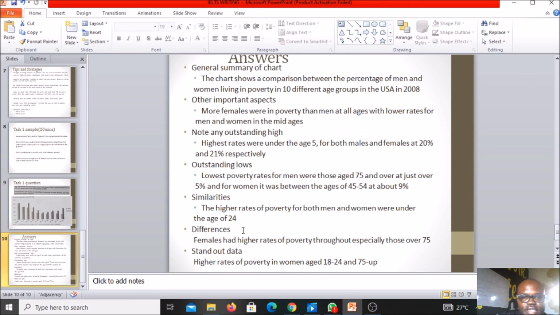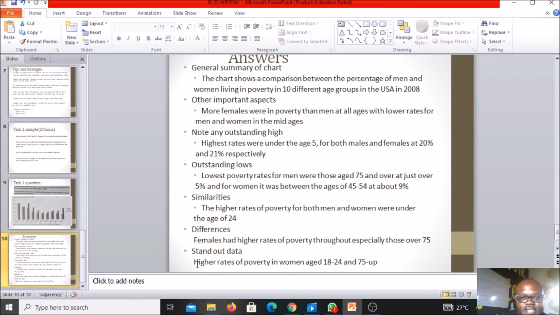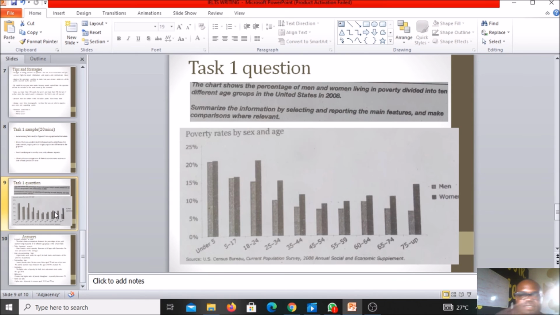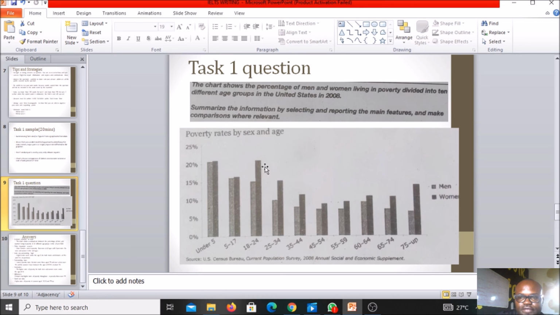Then differences. Female had higher rates of poverty throughout, especially those over 75. So female are always having higher rates. Then finally, standout data. Which data is standing out that once you look, you can easily see. So you can still use that to make another point. Higher rates of poverty in women aged 18 to 24 and 75 and over. Women, 18 to 24, you can see it's high here.